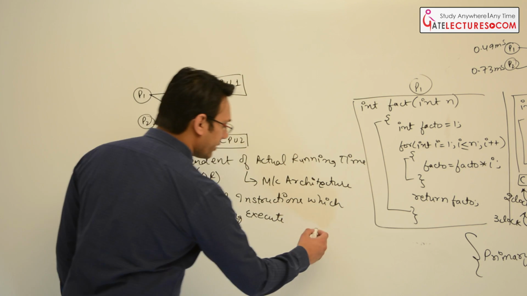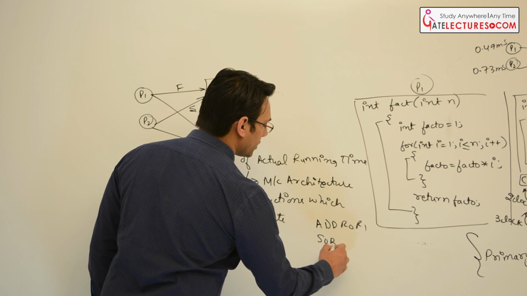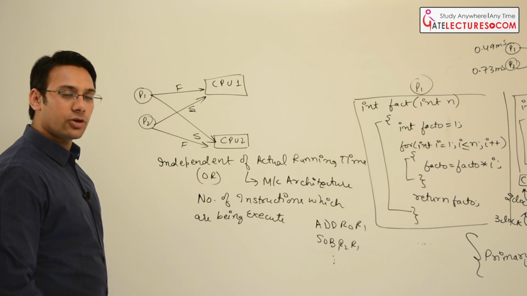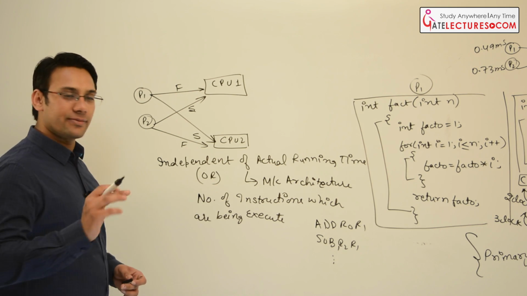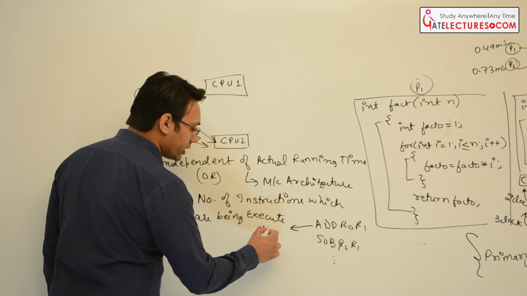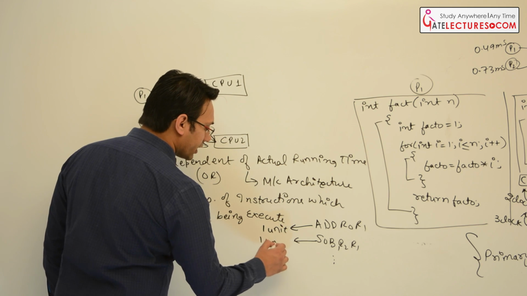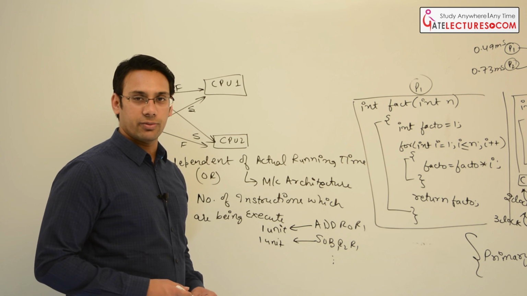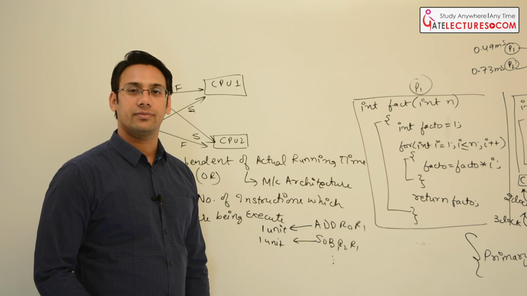Now, let us suppose we have some instructions: add R0, R1, subtract R2, R0 and R1, and so on. In all these instructions, I am not calculating the actual running time on the machines. I am saying this instruction is going to take 1 unit of machine time, and this instruction is also going to take 1 unit of machine time. Now let me just count the number of instructions. If you know the number of instructions, then you can compare 2 programs. Which program is better?